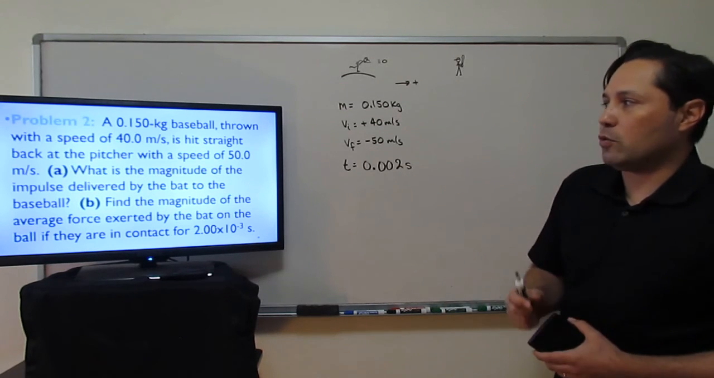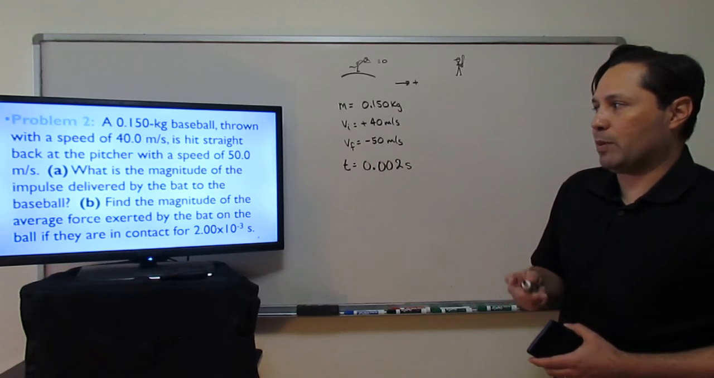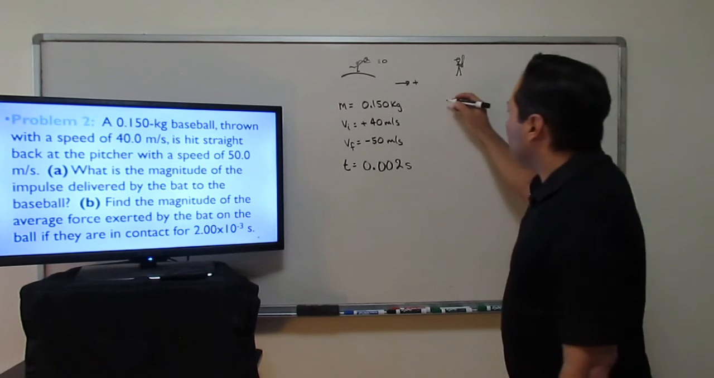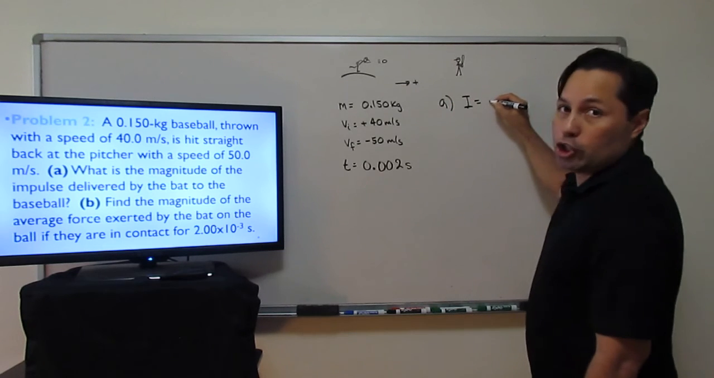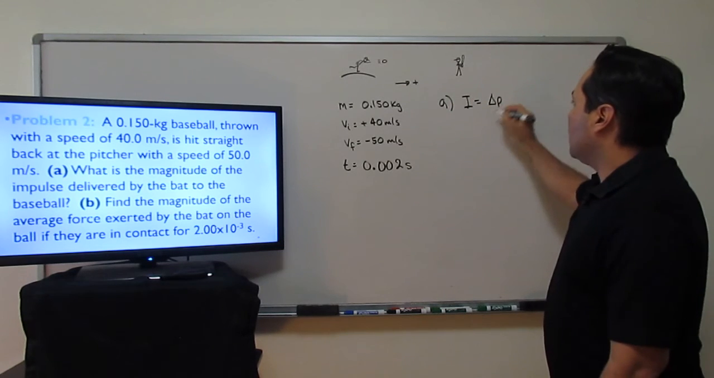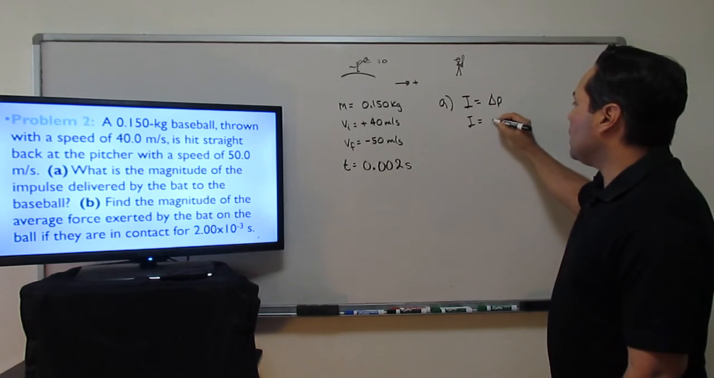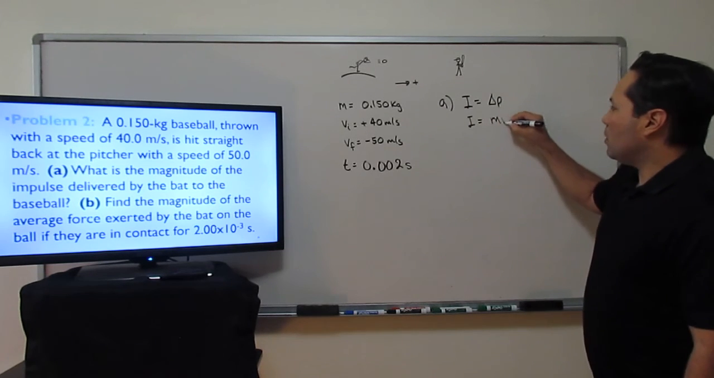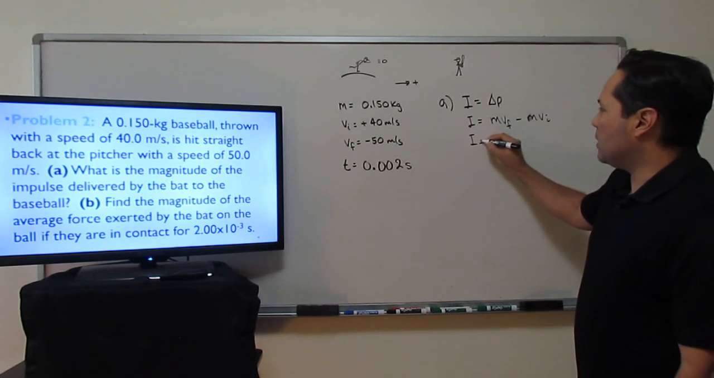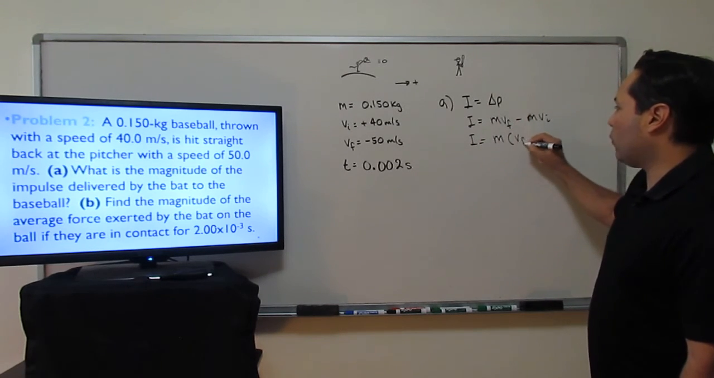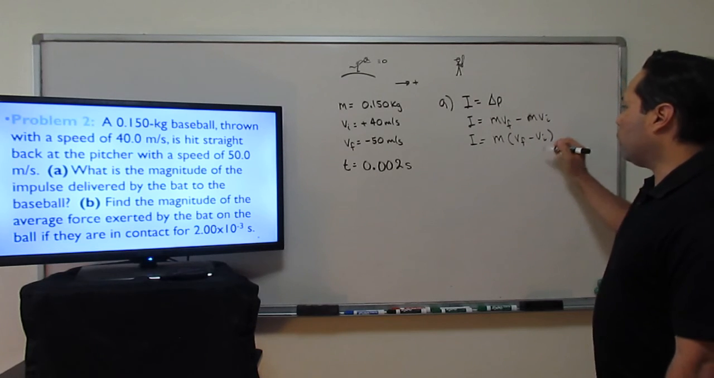In part A, they ask you to find the magnitude of the impulse delivered by the bat on the baseball. So we're going to go ahead and do that. Impulse is equal to our change in momentum. And our change in momentum is really momentum final minus momentum initial. We can factor out the m's just to simplify the formula a little bit. So that's going to be our formula.